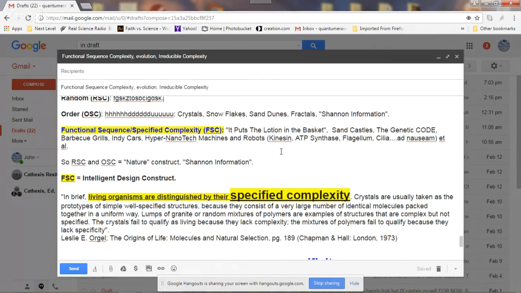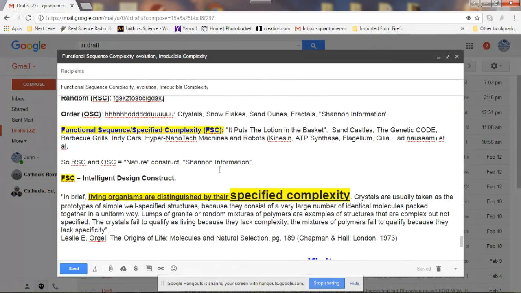FSC, on the other hand, is an intelligent design construct. From Leslie Orgel, he was the grand poobah of origins of life research. He wrote this in 1973. In brief, living organisms are distinguished by their specified complexity.